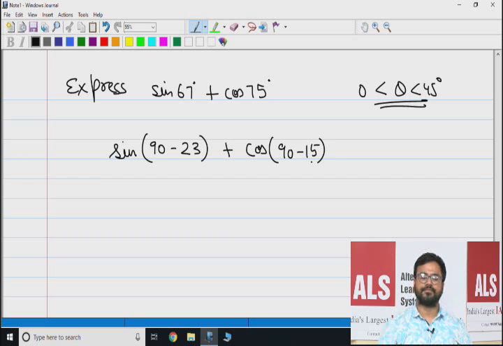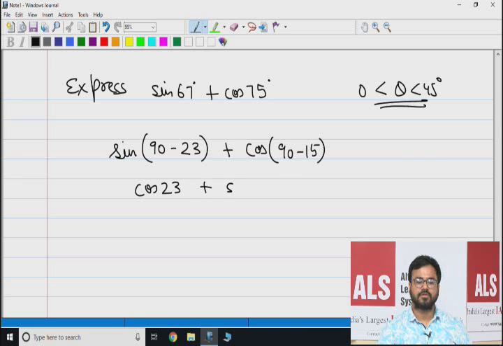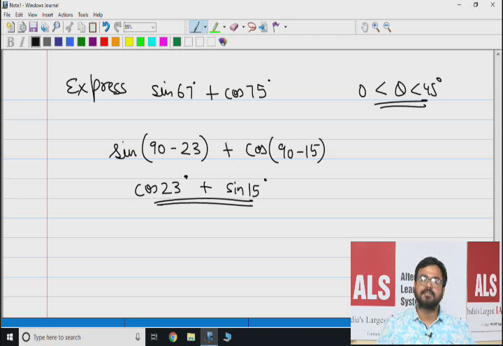90 minus 15, right? Now if you remember, sine of 90 minus theta is equal to cos theta. So this will become cos of 23, and cos of 90 minus theta is actually sine theta. So this will become sine of 15 degree. Now we can see these are the trigonometric ratios, cos and sine, and the angles are between 0 and 45, which are 23 degree and 15 degree. So this was the thing which we have to do in this question.